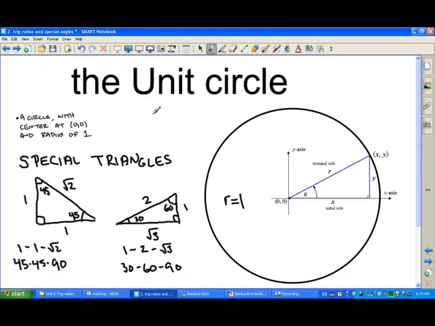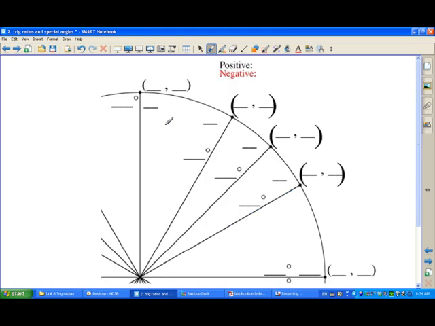So I gave you in class a copy of a blank unit circle with some values that you can fill in. If we look at the first quadrant, and if we remember the cast rule, all of the ratios in the first quadrant are positive.